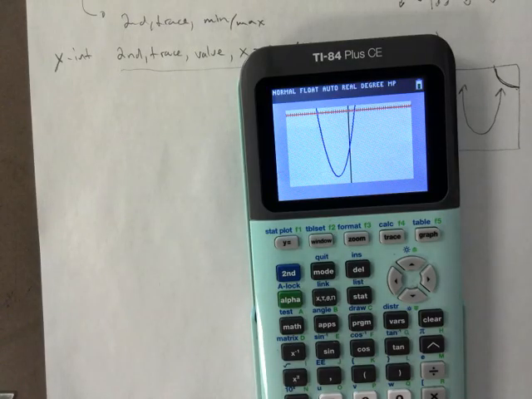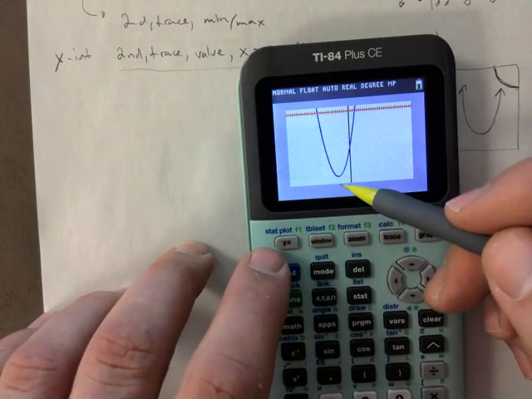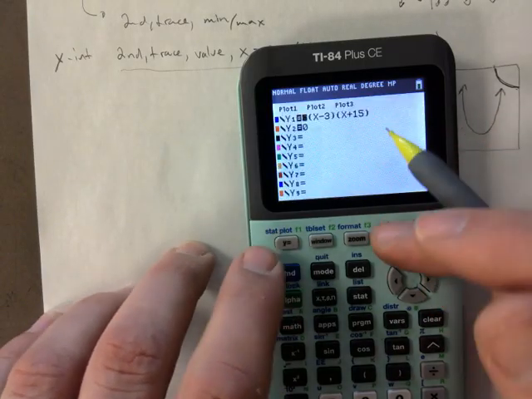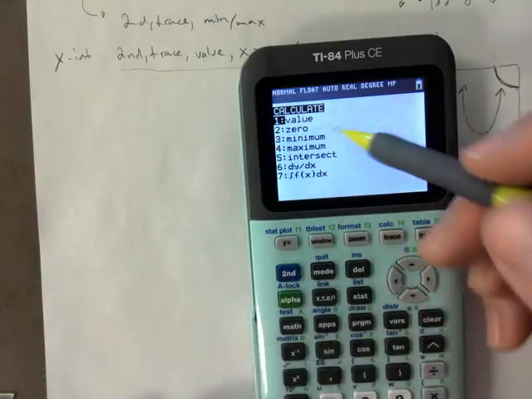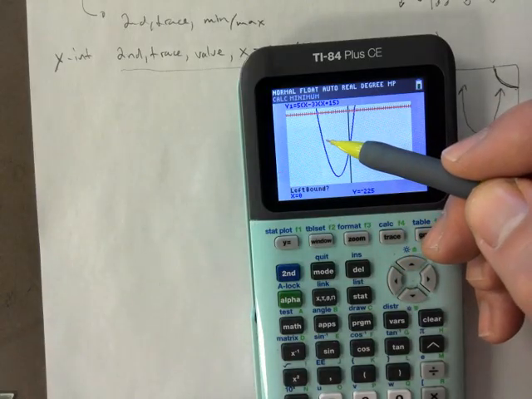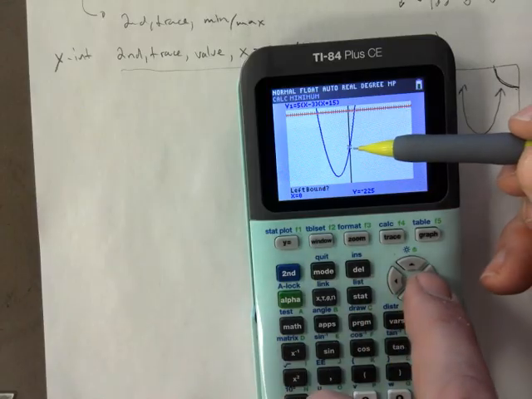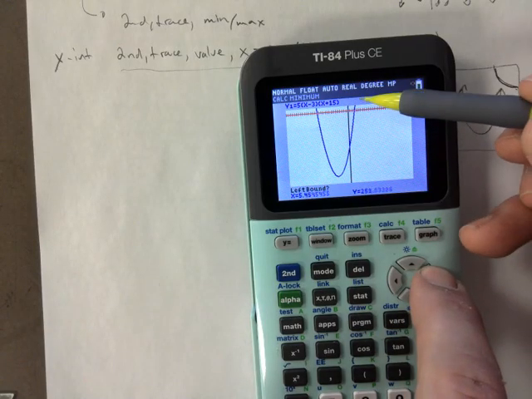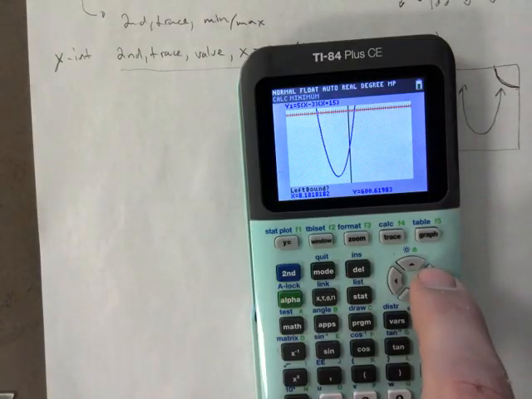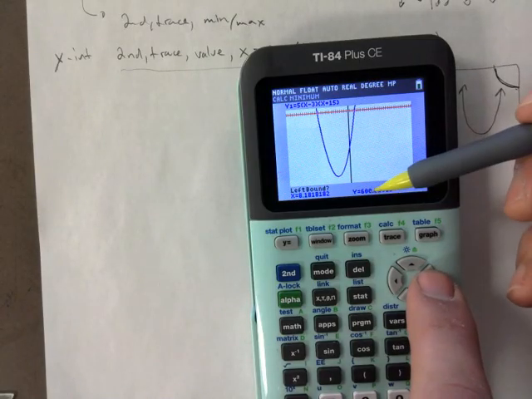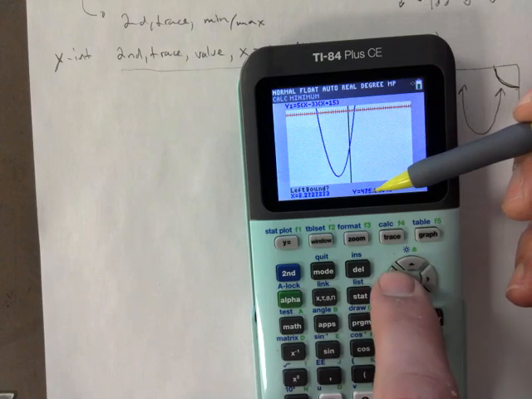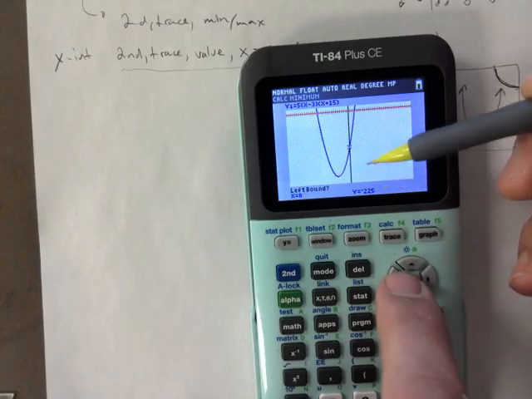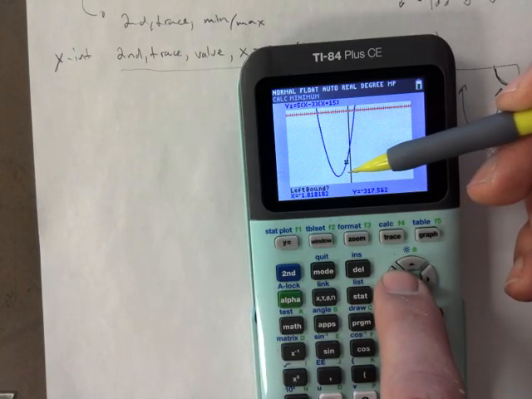Once you see it, now you can start finding things. So I'm going to find the vertex real quick, which is the second trace. I'm going to use minimum. And watch this cursor: you only use sideways arrows. Don't use up and down. If you have the cursor out somewhere off your screen, you need to bring it back. So I look at this Y value as I'm going sideways with the arrow. I'm realizing if I go to the left, it's coming closer to where I am.